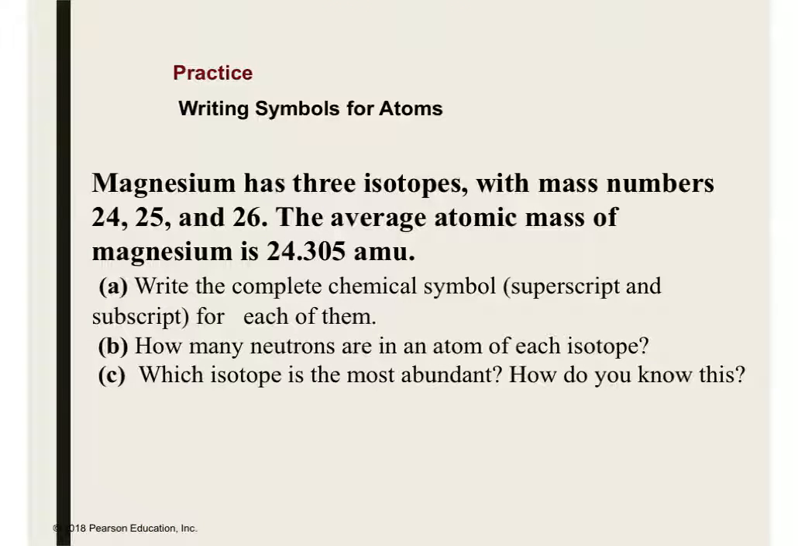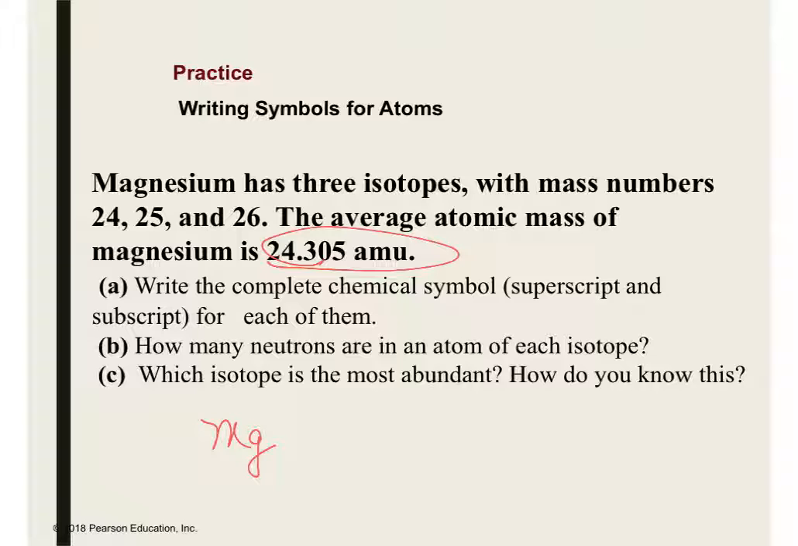So here's an example. I'm going to work this one out for you, and then I'm going to suggest that on the next slide, there's another practice one, that you turn the video off on the next slide and try to work it yourself. So magnesium has 3 isotopes also, and their mass numbers are 24, 25, and 26. And the average atomic mass of all 3 of those is 24.305. So write the complete chemical symbol for each of them. So magnesium is Mg.